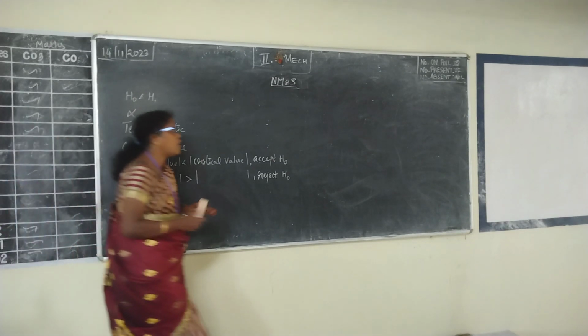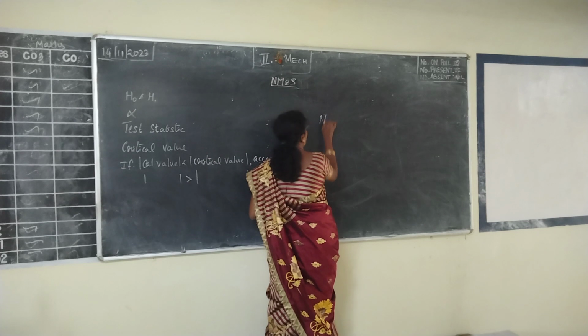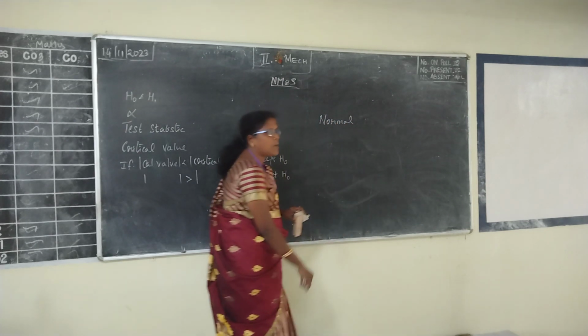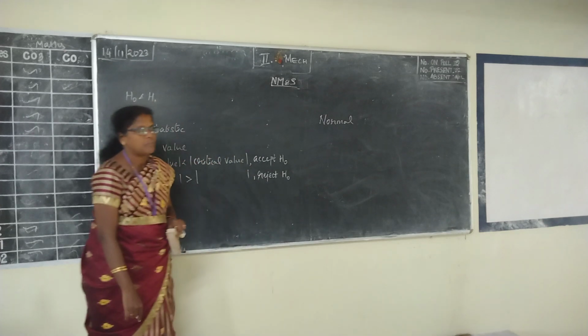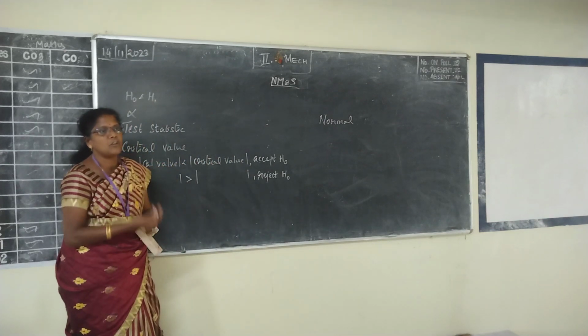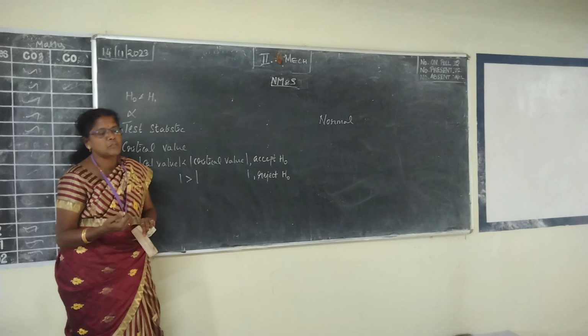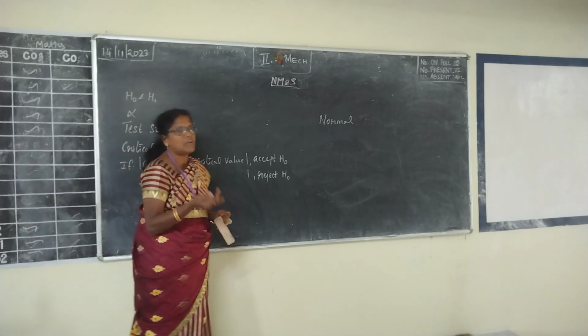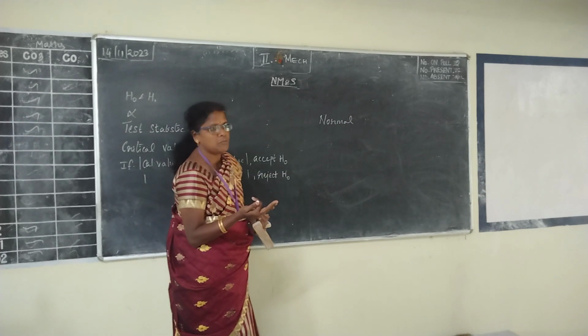Normally for large sample tests, we make use of the normal distribution, because the normal distribution is the best one if the number of samples is large. For small samples, we are going to use different distributions, like the t distribution, F distribution, and chi-square distributions.